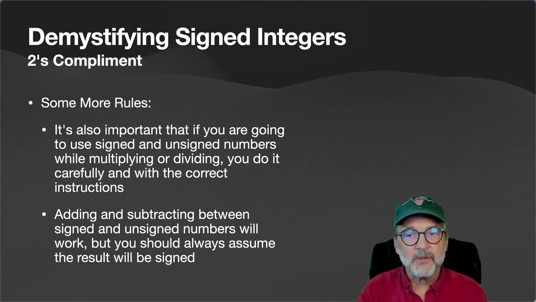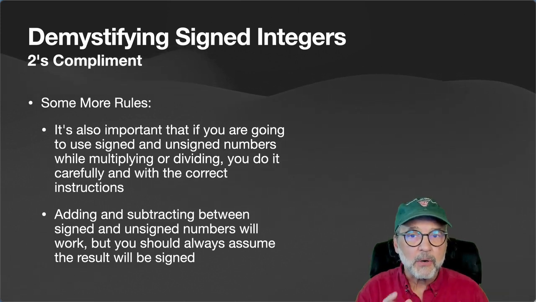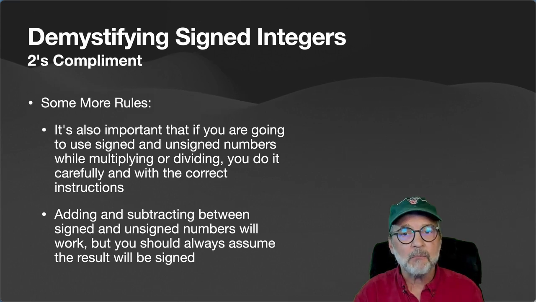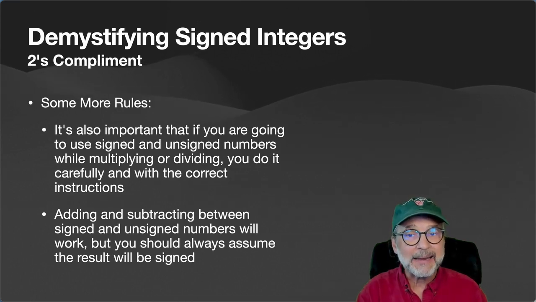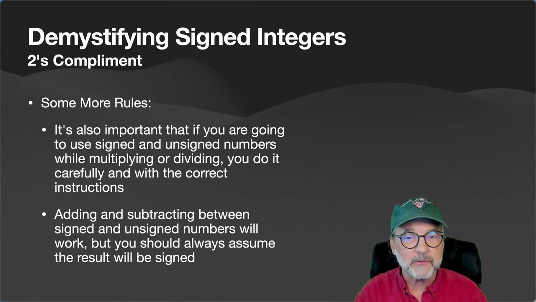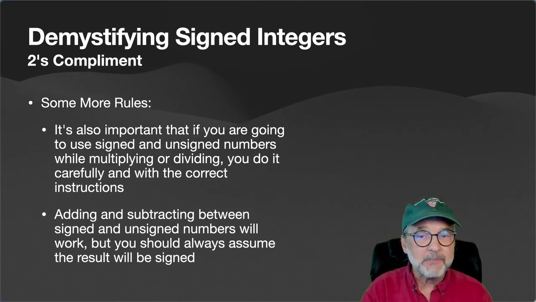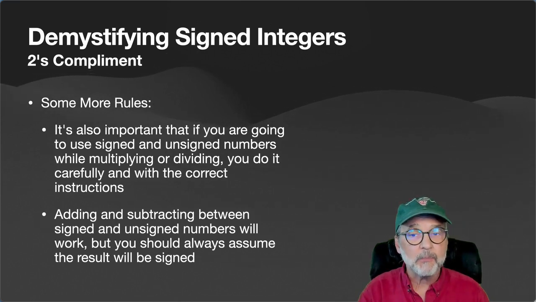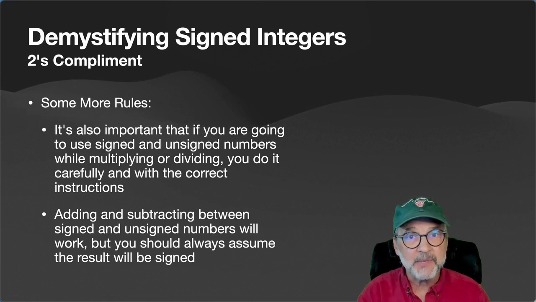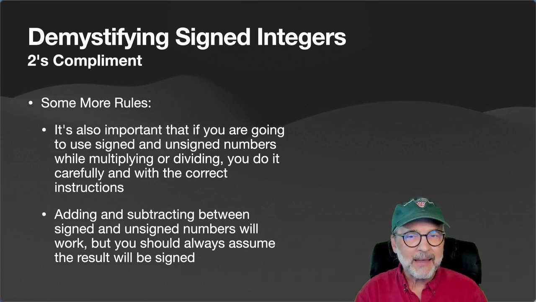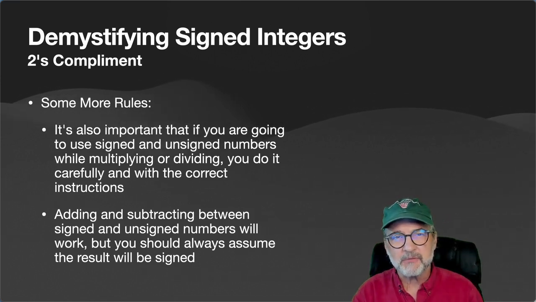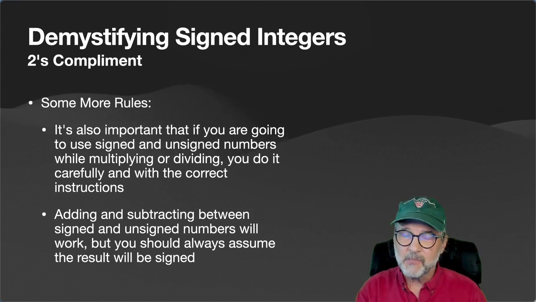Some more rules. It's also important that if you are going to use signed and unsigned numbers while multiplying or dividing, you do it carefully with the correct instructions. Adding and subtracting between signed and unsigned numbers will work, but you should always assume the result will be signed. And I kind of feel that way about multiplication and division too. Now that doesn't mean you have to do that.